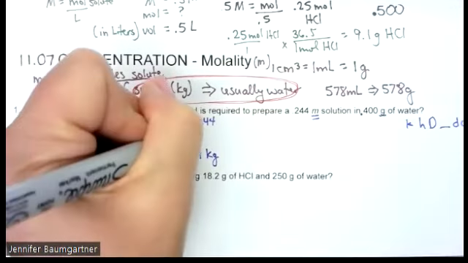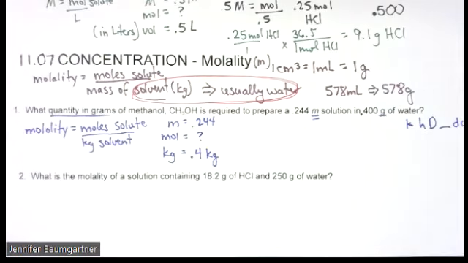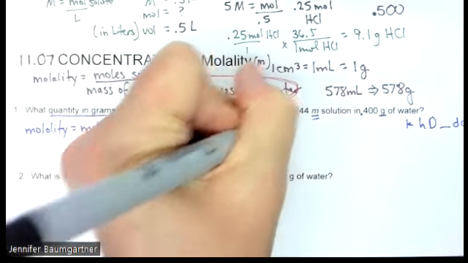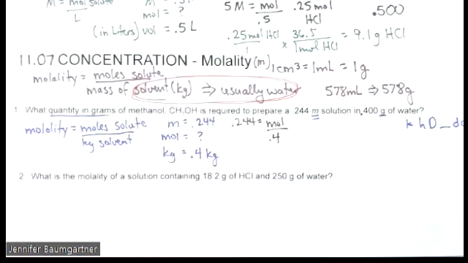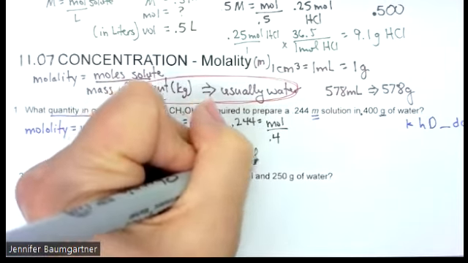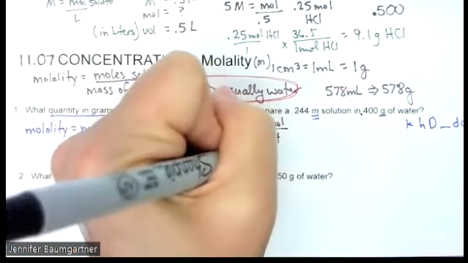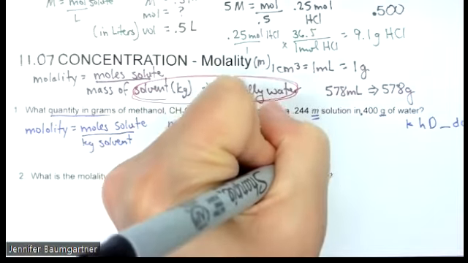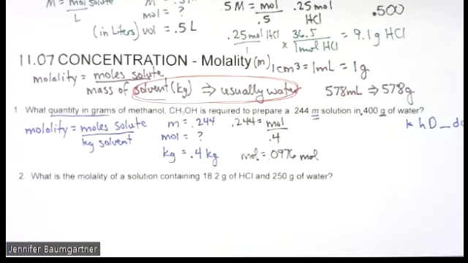And then I can solve for moles. So when I set up this equation, I get 0.244 equals my moles over 0.4 kilograms. And when I solve for moles, I get 0.0976. But the problem asks me for grams. So now I'm back to doing that mass to mole conversion. Again, I told you guys back at the beginning of the year, this is going to come up again and again, and it really does come up in almost every chapter.